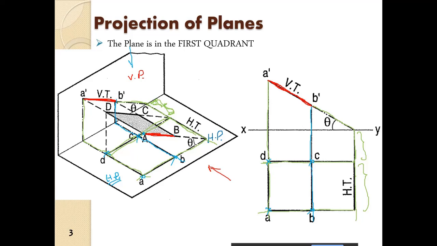So if we see from the top now, we will see the plane ABCD being projected along this on the horizontal plane. That is the top view. So this is the top view of the plane ABCD projected on the horizontal plane, and this is the front view.